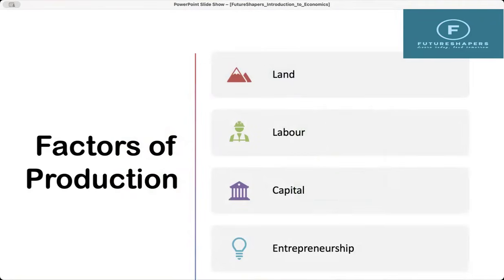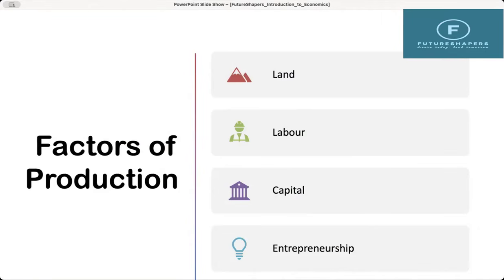Next, we have the factors of production. So these are the factors which are used to produce something. And when we looked at scarcity and we saw that we have limited resources, what I meant by resources was these factors of production. We have limited quantity of these factors of production. So we use four key resources to produce goods and services.